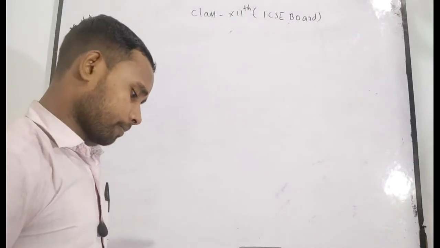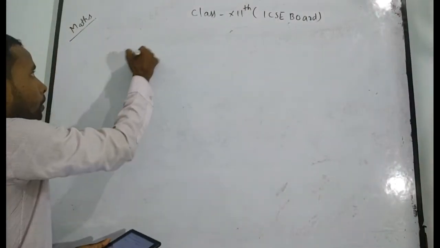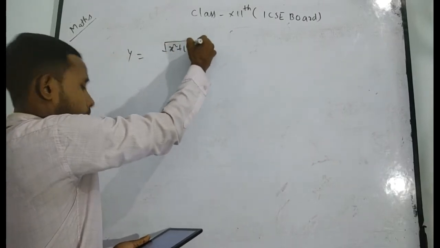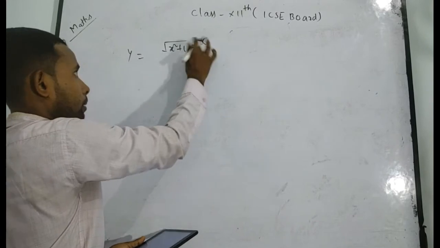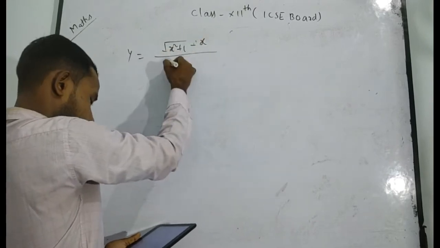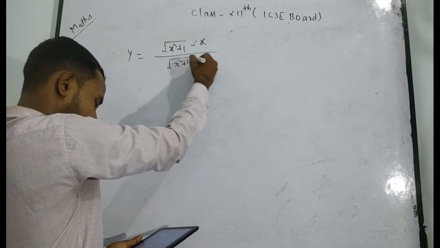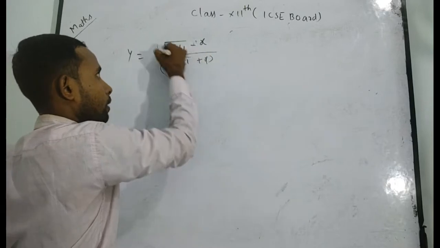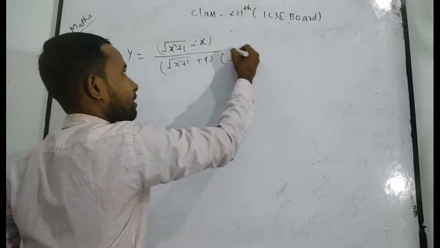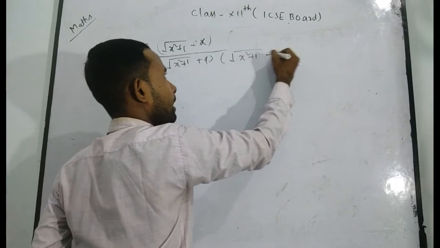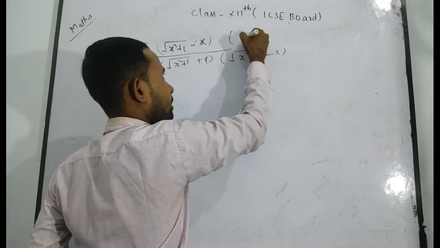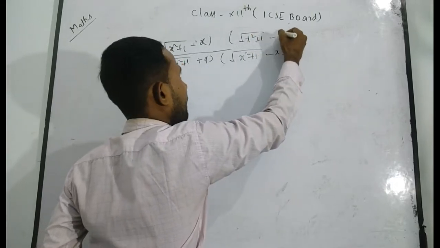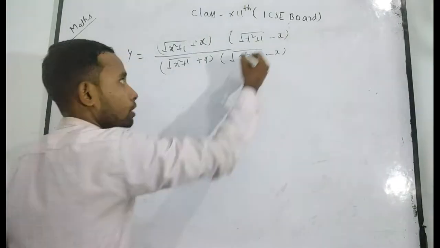This problem is y is equal to root under x square plus 1 plus x divided by, minus x divided by root under x square plus 1 plus x. How can you differentiate with respect to x? First of all, rationalize. How can you rationalize? Multiply numerator and denominator by its conjugate, that means root under x square plus 1 minus x. Can you multiply numerator and denominator?